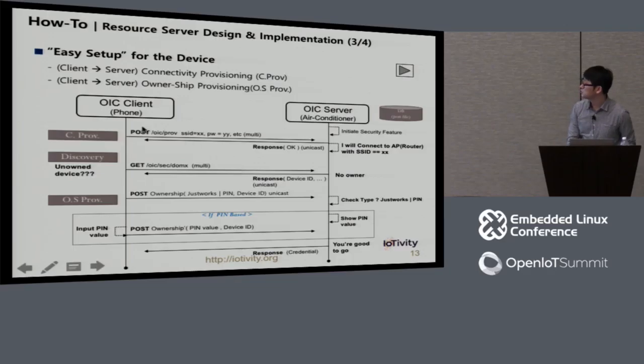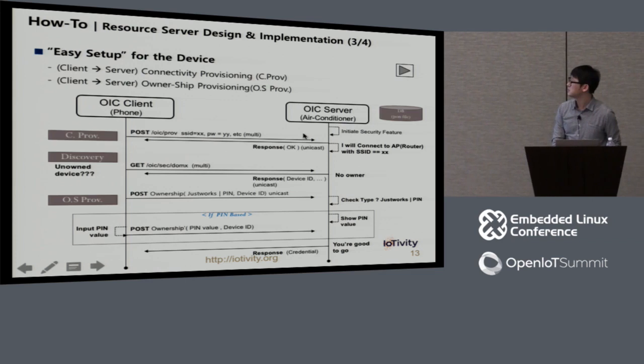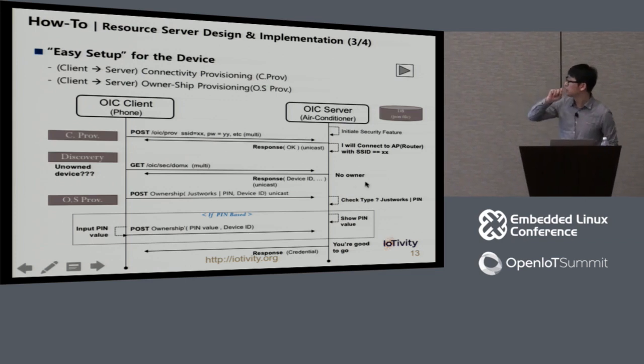But before you do this, you have to discover a device first. And then once you discover a device, you have to send a POST to the /proof resource on that resource server with the SSID and password. Whenever this server receives this request, it will discover the AP on the network with that specific SSID. And if it's there, it will try to connect to that AP with this PIN password.